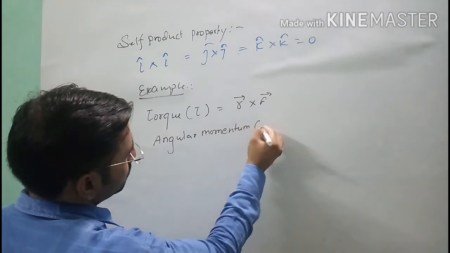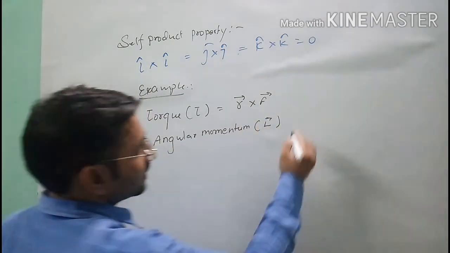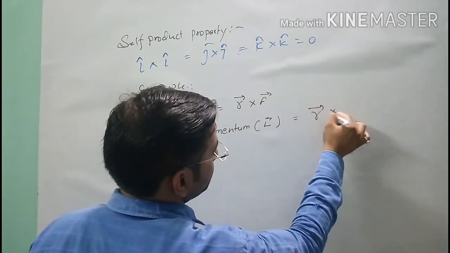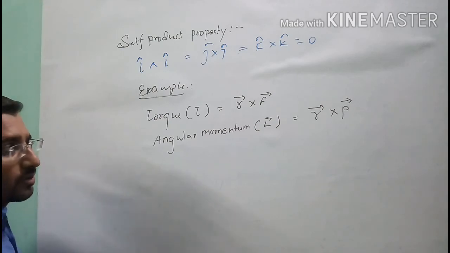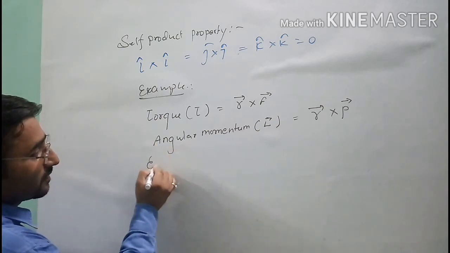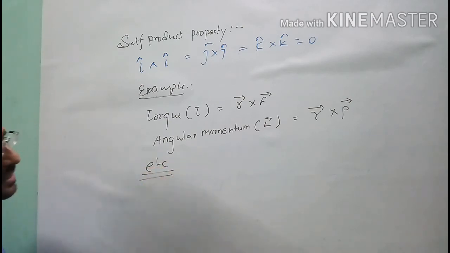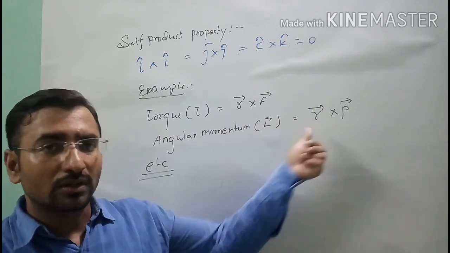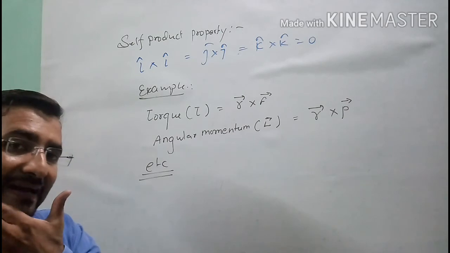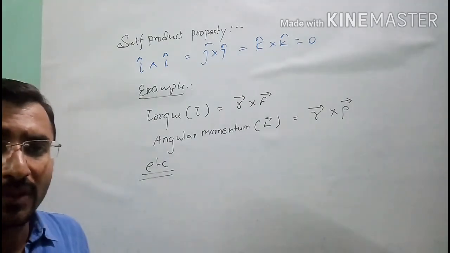It is denoted by L vector or sometimes J vector. It is equal to R vector cross P vector. Point is clear? In this way, similarly, we have other examples of vector physical quantities, which you will write in this way. Here L vector is equal to the cross product of position vector and the linear momentum vector. Point is clear?